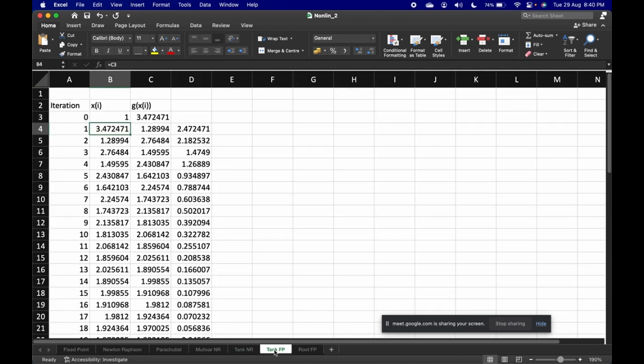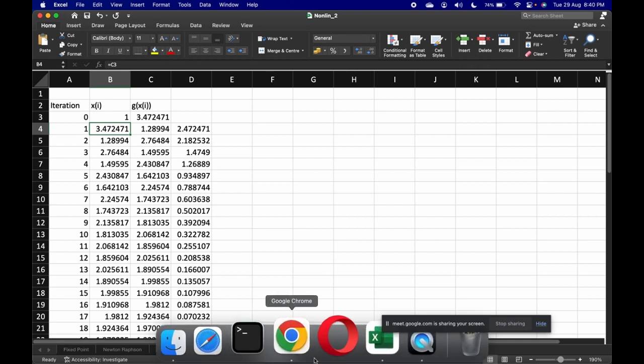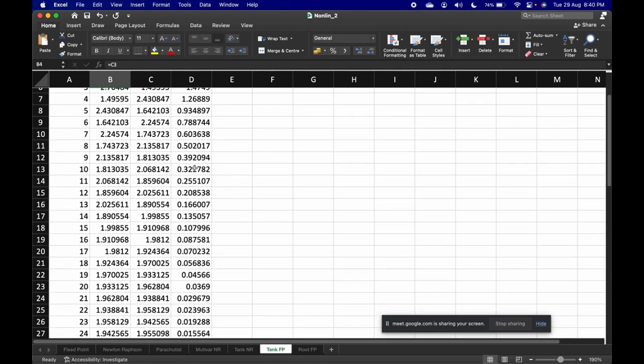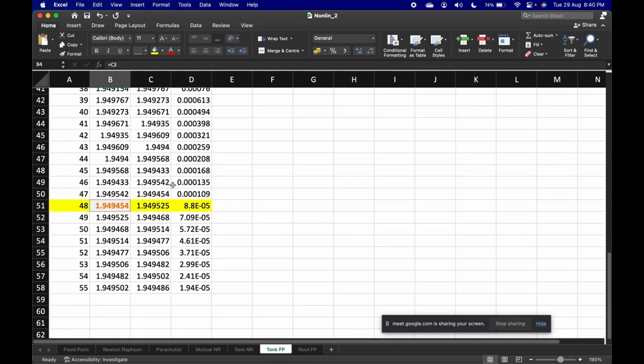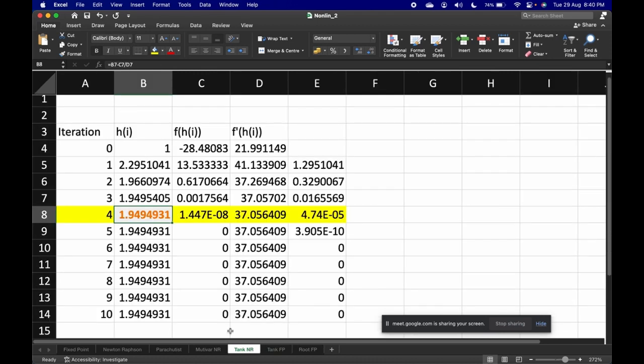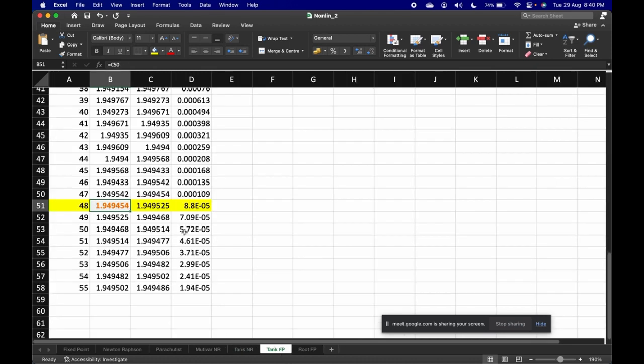Whereas if you solved it using fixed point, what would happen? Before starting I'll just show you fixed point when it is converging. Fixed point gives you the 1.9494 answer, which you got here in the fourth iteration, at the 48th iteration.